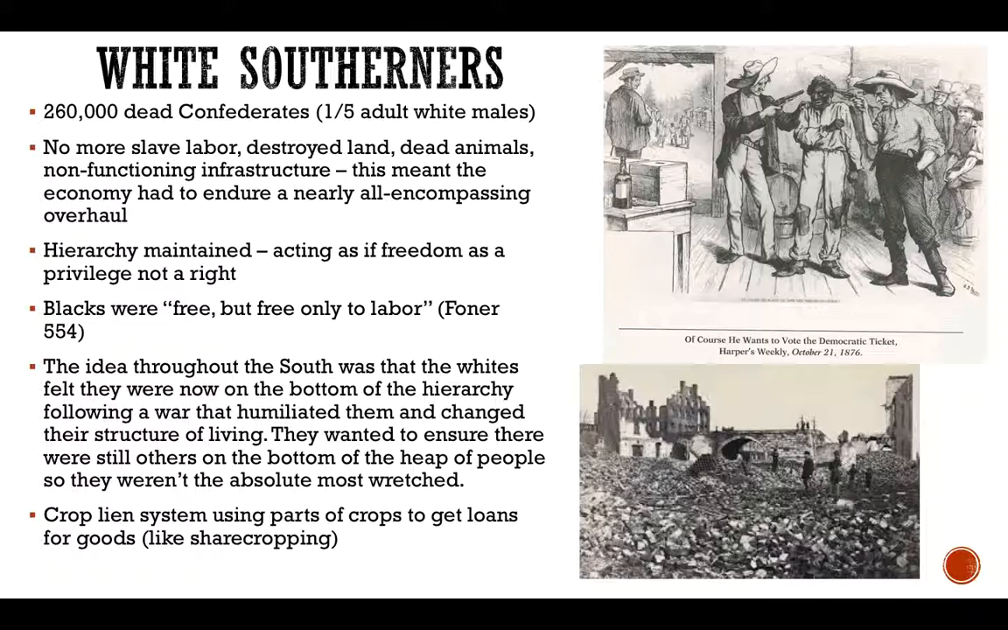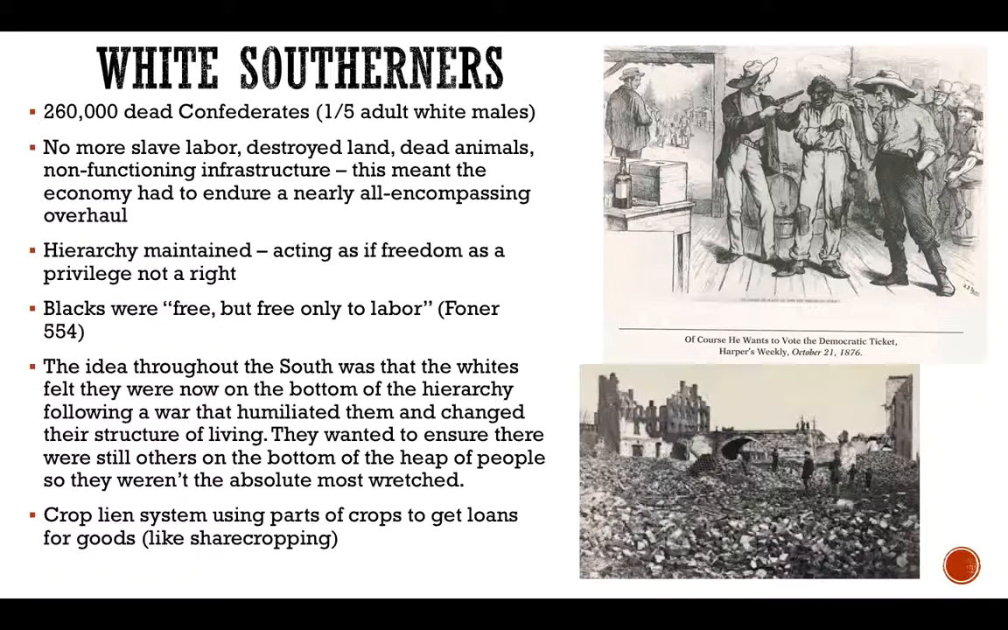What happened, though, was that this racial hierarchy was maintained following the war. So many white Southerners were acting as if freedom was a privilege and not a right. And this was a different set of thoughts than had existed before, where they had inalienable rights and God-given rights and that sort of thing. And they were saying that that was no longer the case and that you had to earn freedom.